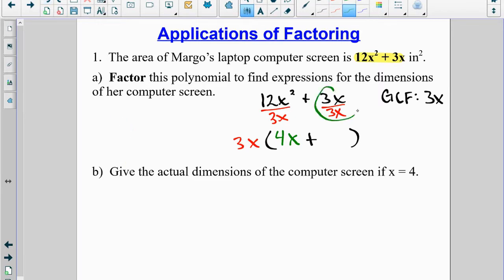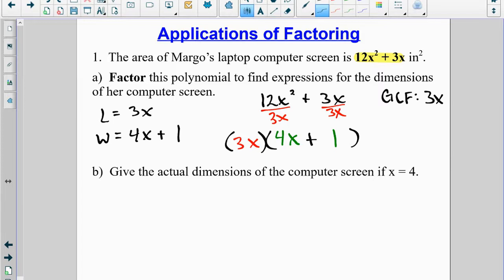All right, in the second part, 3x divided by 3x, well, I realized there that I'm dividing something by itself. So 3x divided by 3x is just 1. So one of my factors is 3x. I'm going to go ahead and put parentheses around that just so you can see that that is a factor. And then my other factor is 4x plus 1. So that would be like my length and my width. So I could say my length is 3x and my width is 4x plus 1, or it could be the other way around. We don't really know which one's the length and which one's the width.